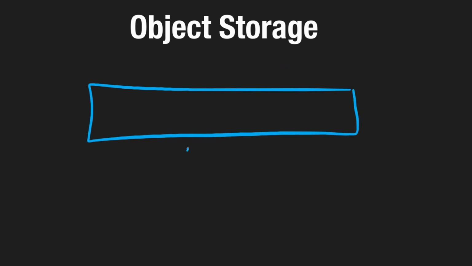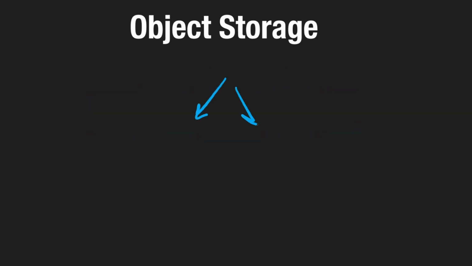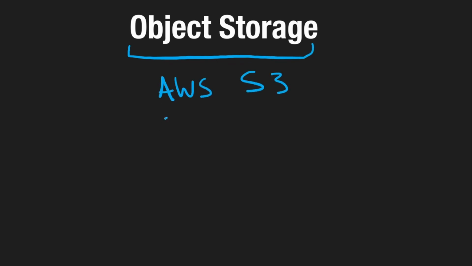But with object storage, data is actually stored in a flat way. There's no hierarchy. With file systems, we know we have folders, and then inside of those folders, there can be more folders or there can be actual files. But with object storage, there actually isn't anything like a folder. Popular examples of object storage would be AWS S3 or Google Cloud Storage. Azure has their own object storage. Object storage is pretty common.